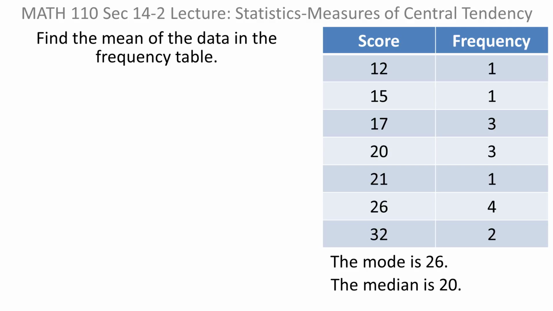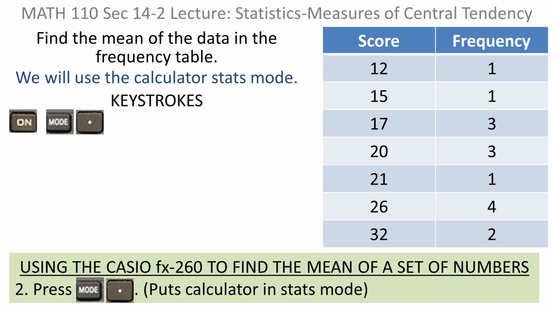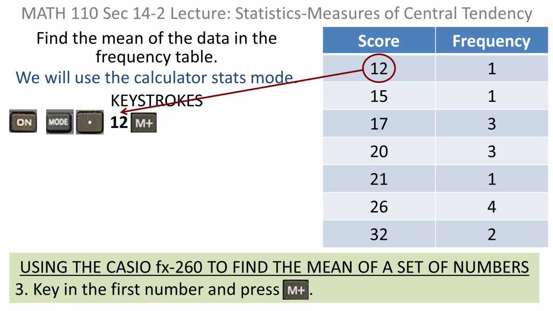Now let's find the mean of that same frequency table data. It makes sense to use the calculator stats mode because it does all the heavy lifting for you. Here are the keystrokes. You do on, which clears the old data. Then you put it in stats mode by pressing mode period or mode decimal point. And then you start entering the data.